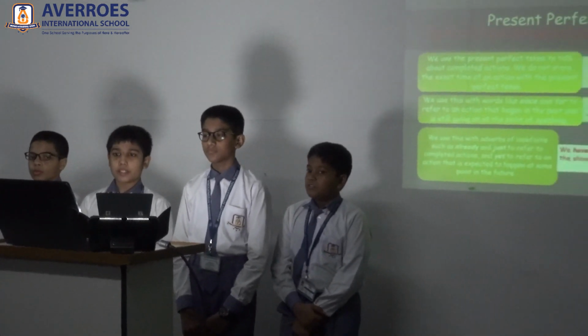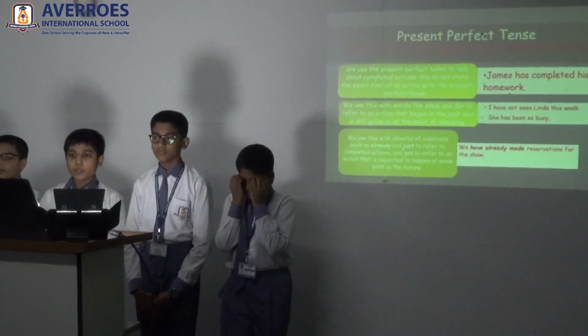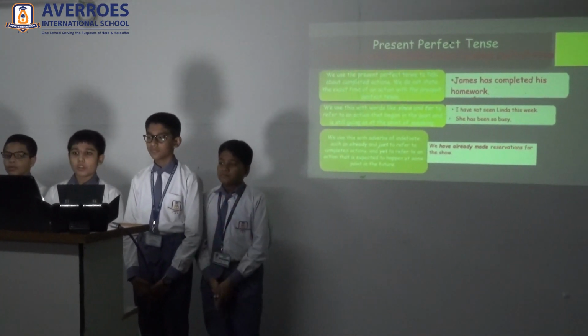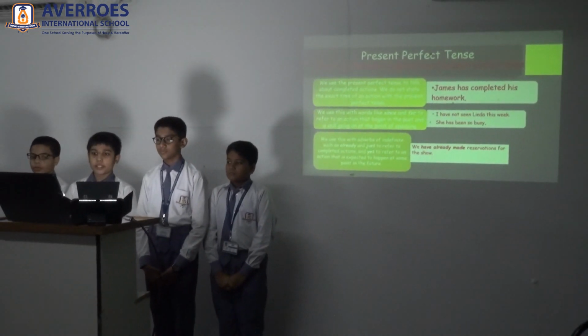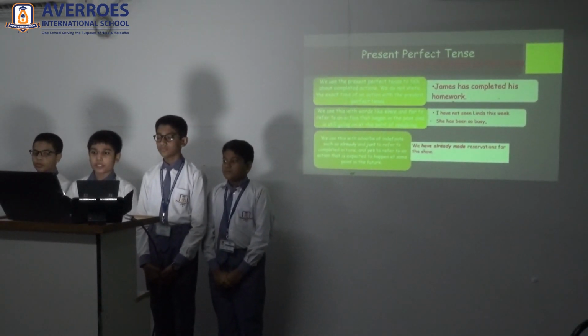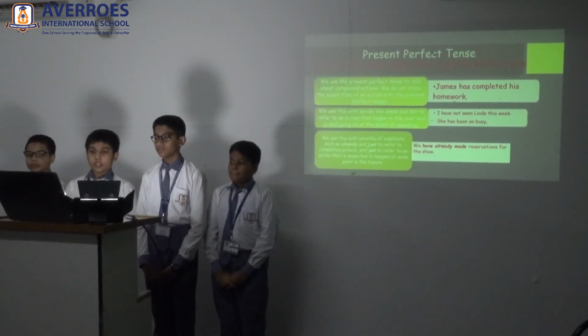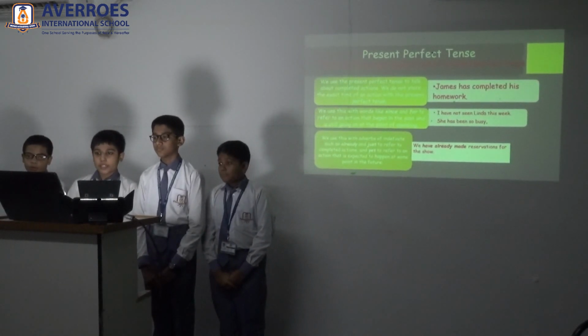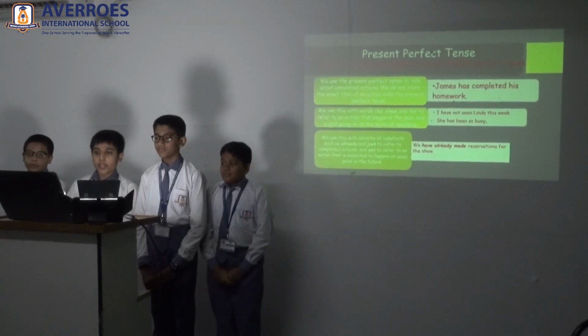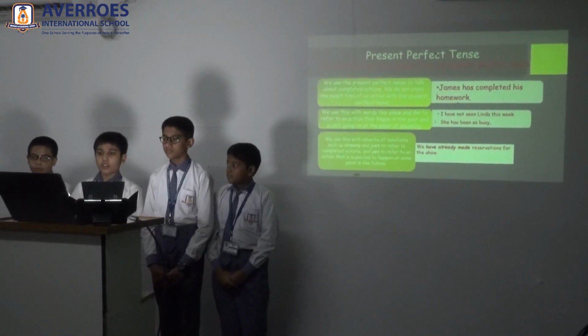There are three main applications of present perfect tense. Number 1, we use the present perfect tense to talk about completed actions. We do not state the exact time of an action with the present perfect tense. Example, James has completed his homework. Now number 2, we use this with words like since and for to refer to an action that began in the past and is still going on at the point of speaking. Example, I have not seen Linda this week. She has been so busy.